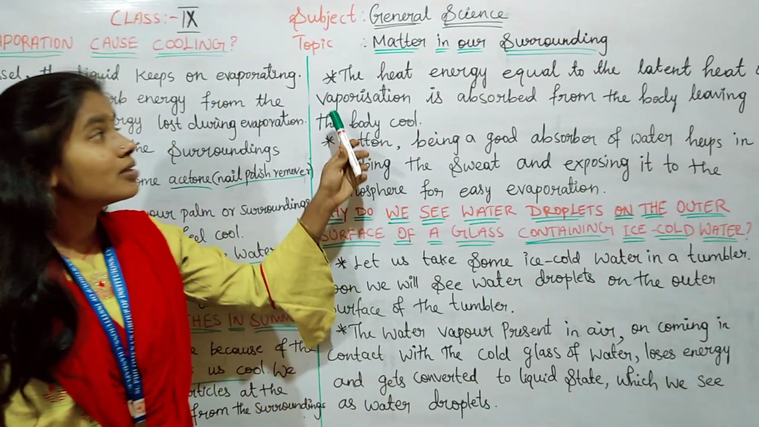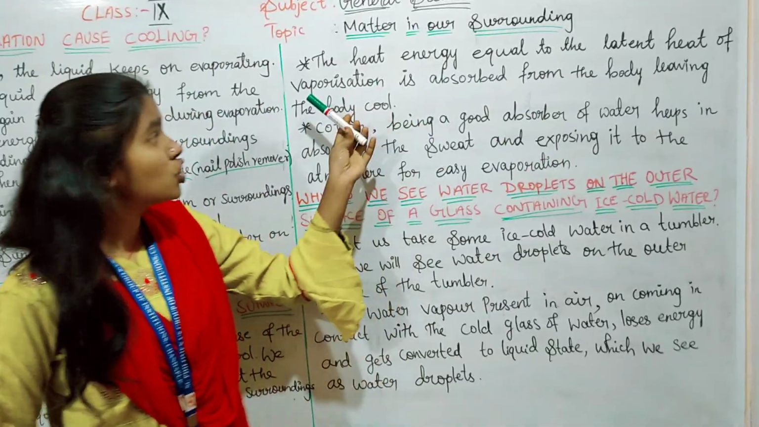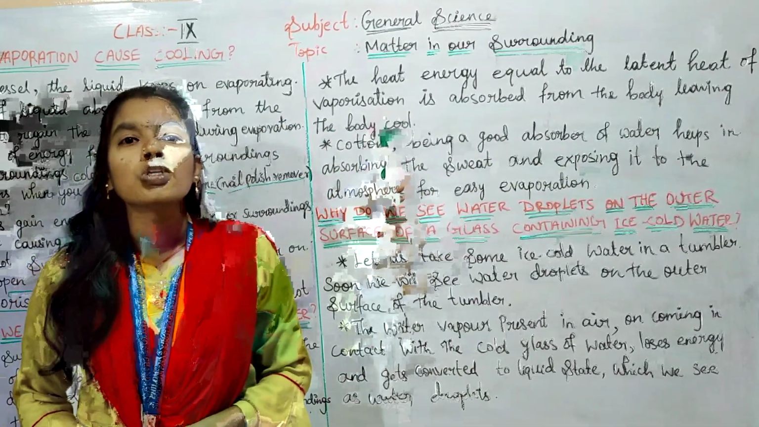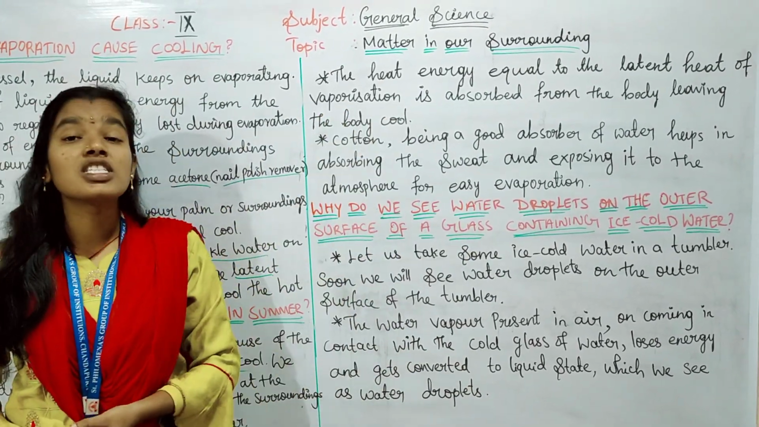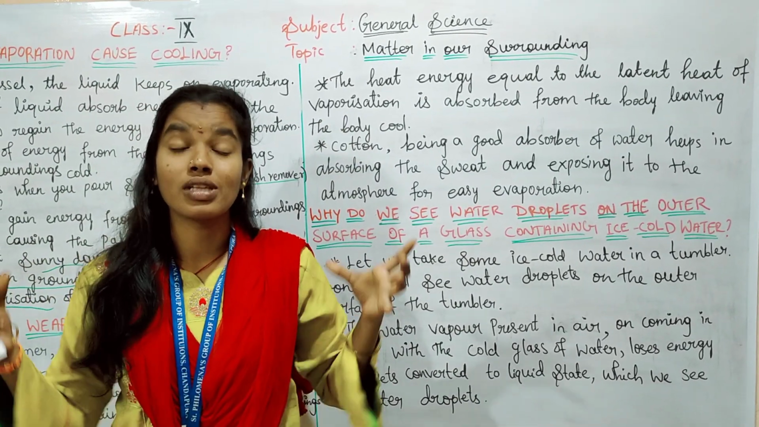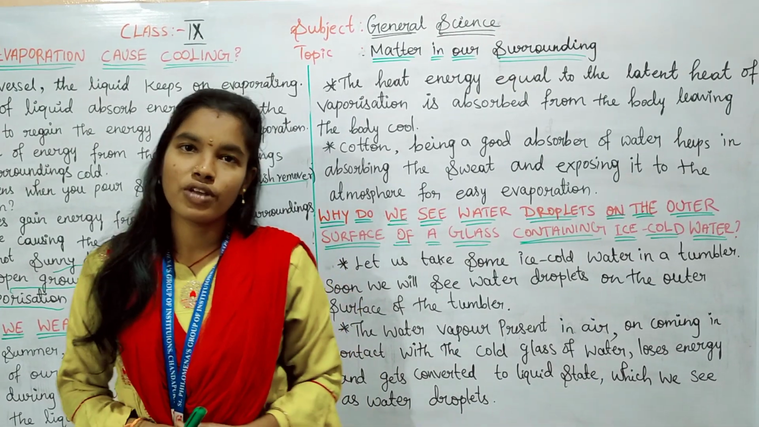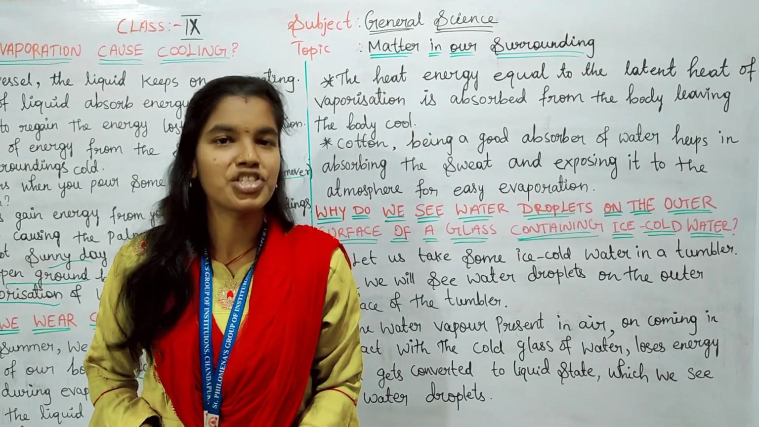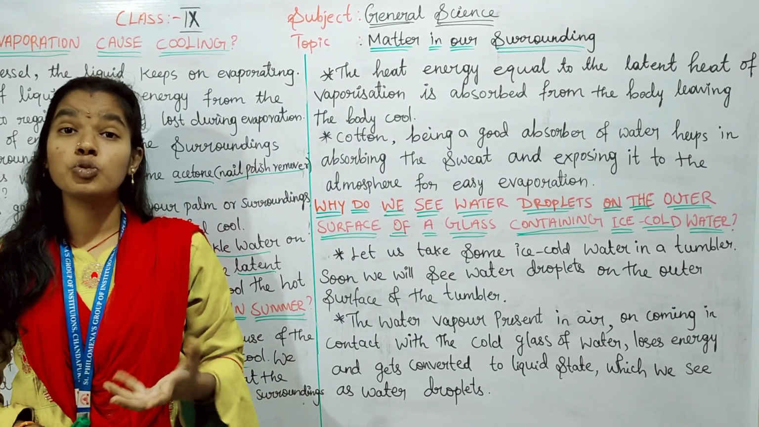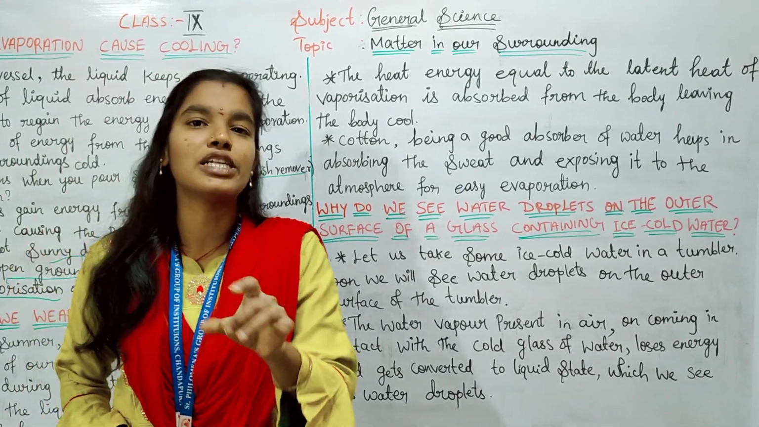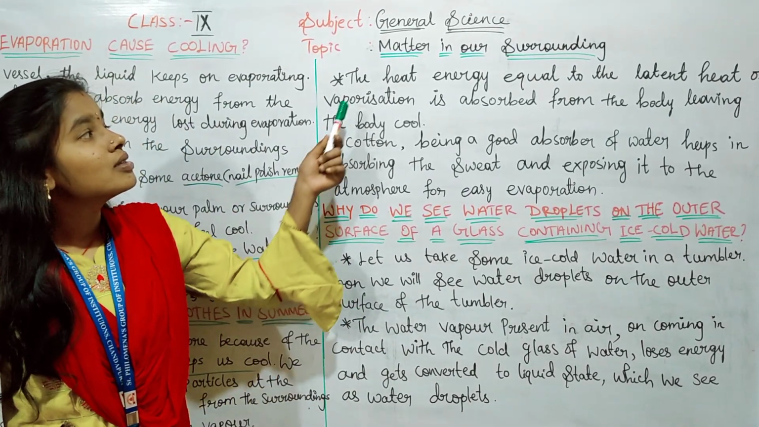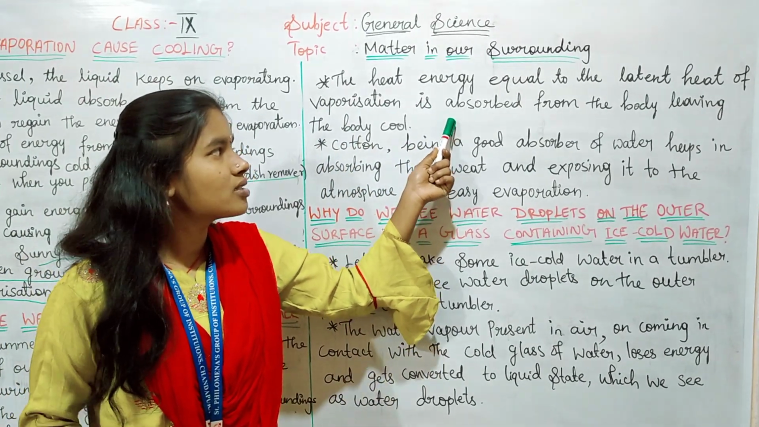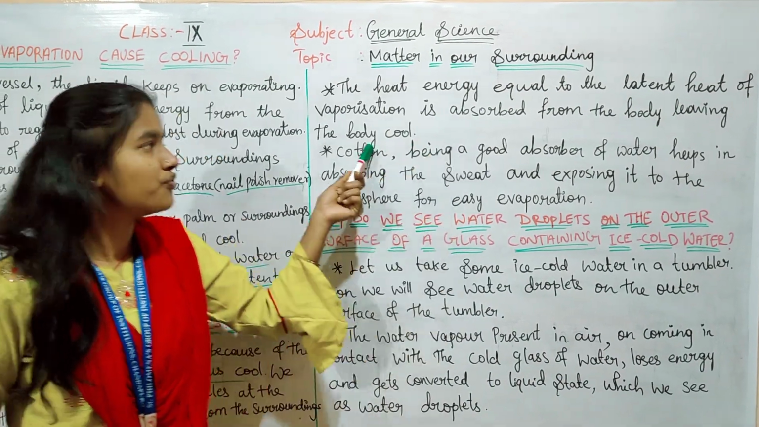The next point is that heat energy equal to the latent heat of vaporization is absorbed from the body, leaving the body cool. So the heat energy is equal to what? The latent heat of vaporization. Latent heat of vaporization is the amount of energy required to change liquid to gas at its atmospheric pressure within its melting point. So this energy is absorbed from the body, leaving the body feeling cool.